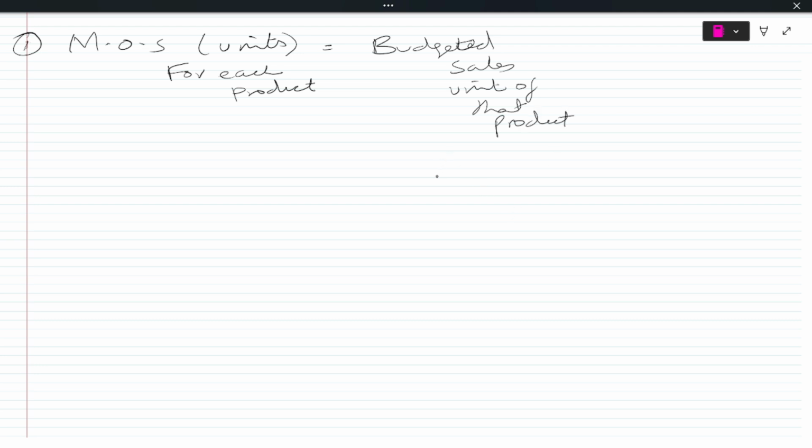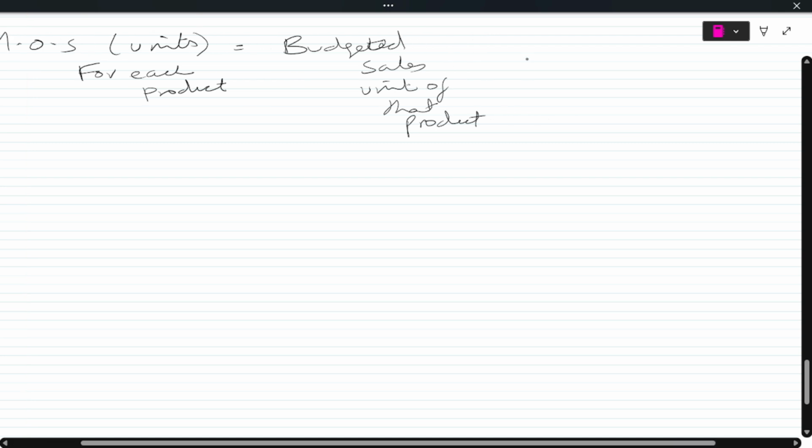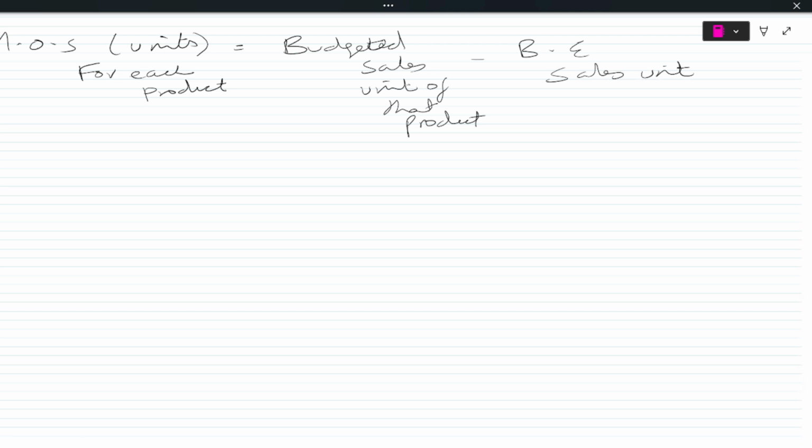For example, it can be product A, it can be product B, because this formula is for each product, right? Individual product. So if you have three products A, B and C given to you in the question and they ask you to calculate the margin of safety for product A, you're going to apply this formula because this is for each product. So you're going to take the budget sales unit of that product, for example, product A, and you're going to subtract from it the break-even sales unit of that product. Okay. Is that clear?